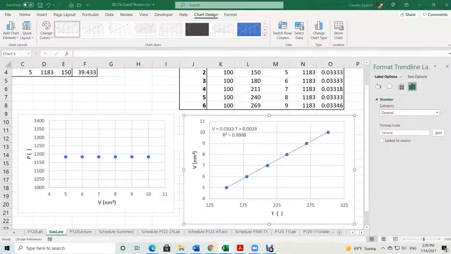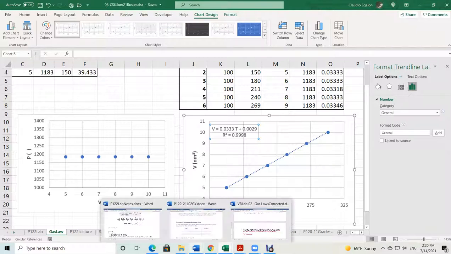The slope you get from the graph itself has the unit of the vertical divided by the unit of the horizontal. And from this graph, we may determine what the universal gas law constant is. Does it make sense with respect to the ideal gas law? Let's see if it makes sense.